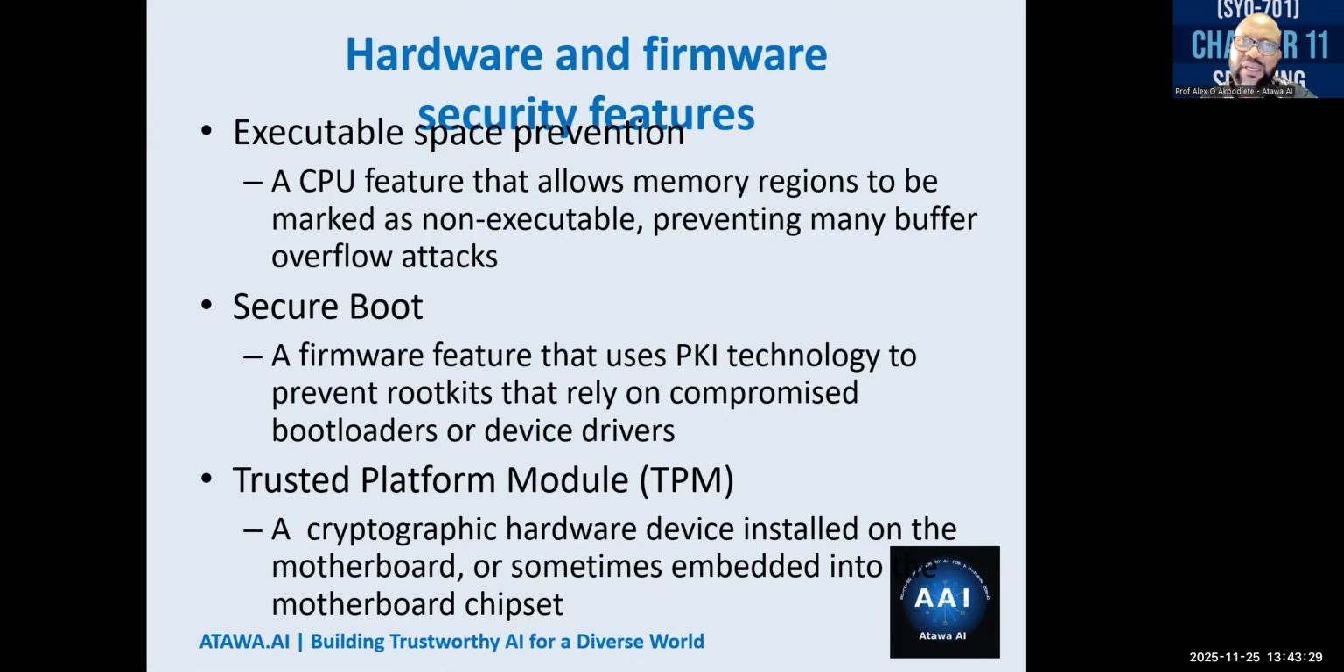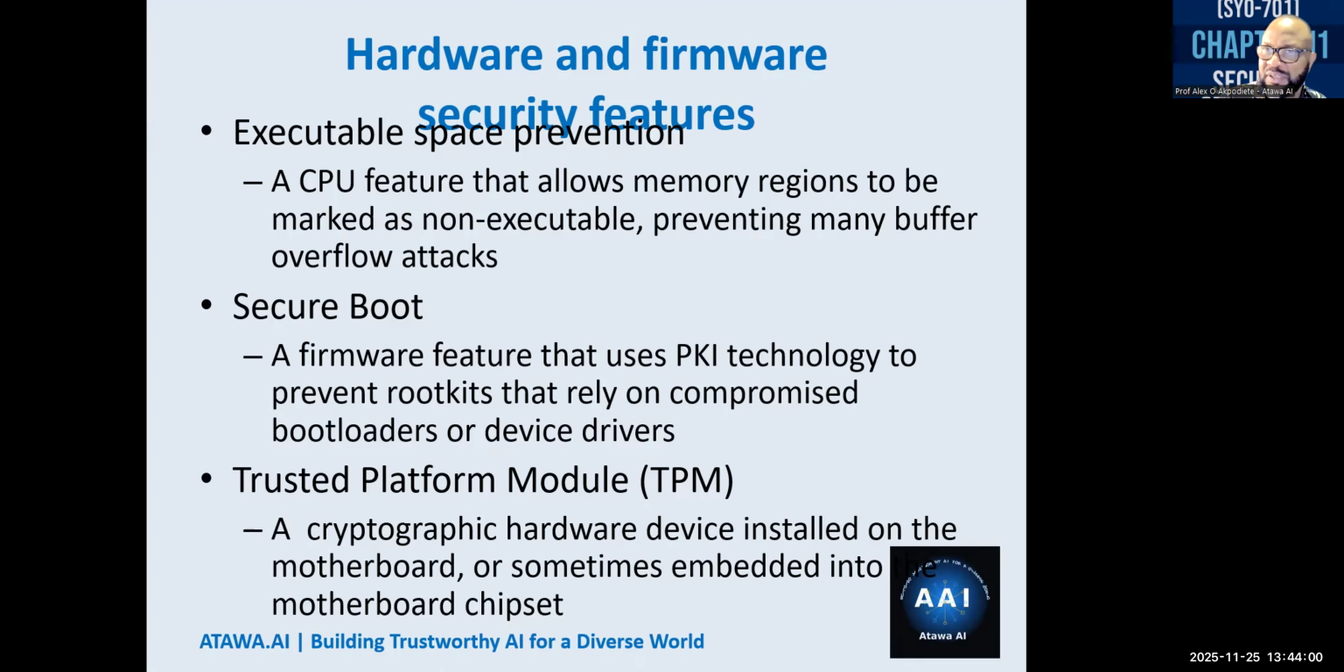For hardware security features here, we want to remember when we talk about hardware, we sometimes have to talk about firmware, which is software embedded in the hardware, right? Like even BIOS. So you should have stuff like what's called executable space prevention. This is a CPU feature that basically allows memory regions to be marked as non-executable. So it prevents what we call buffer overflow.